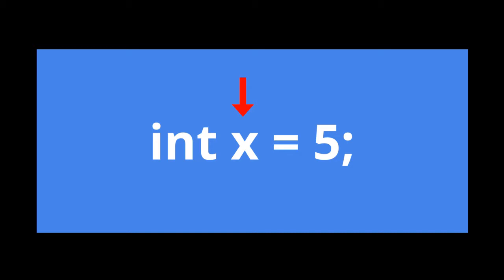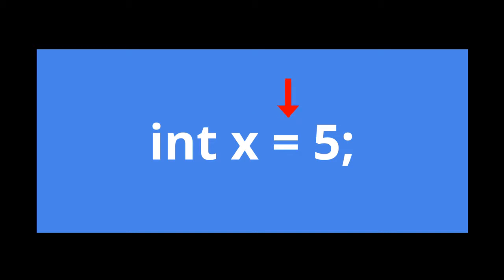The next part, x, is the name of our variable. Now, our variable can actually be named anything. It could be named y, dogs, number of trucks. It just can't be named a single number by itself, such as just the number 6.